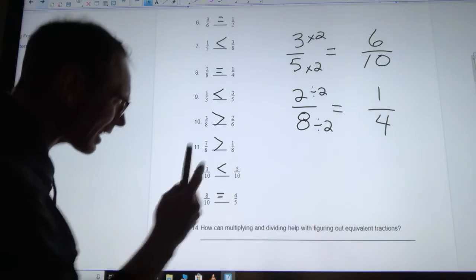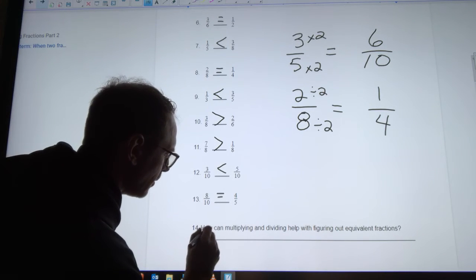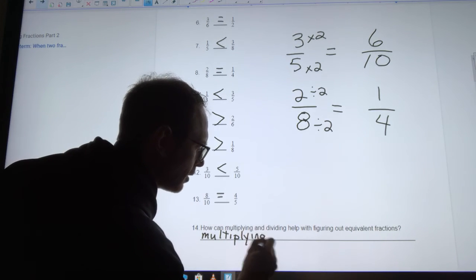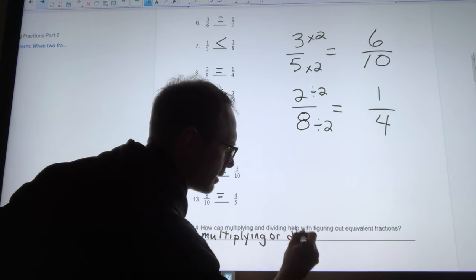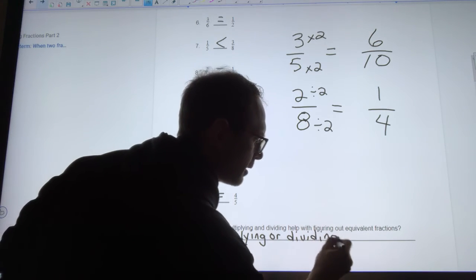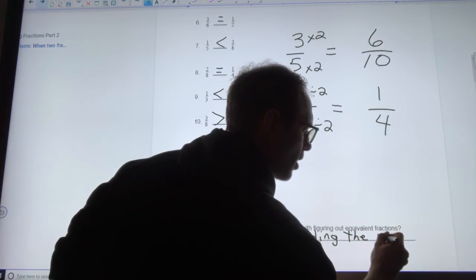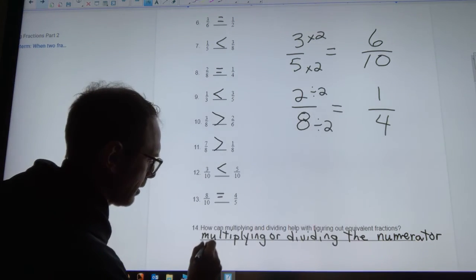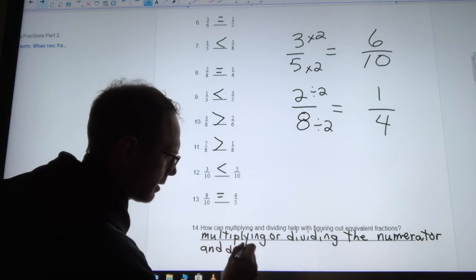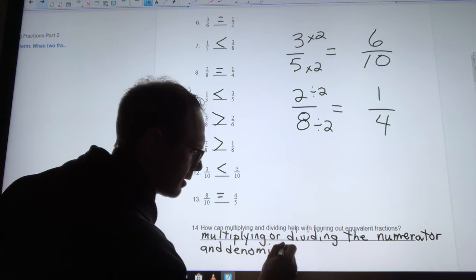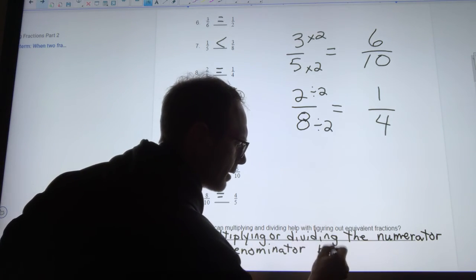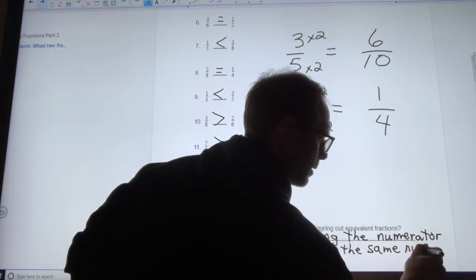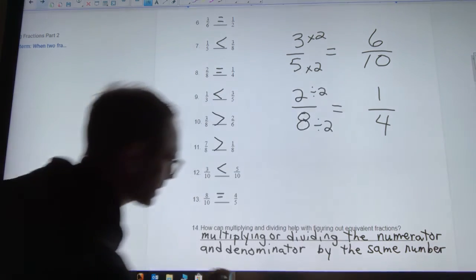All right, guys? Let me just quickly write that down. So, multiplying or dividing the numerator and denominator by the same number gives us an equivalent fraction.